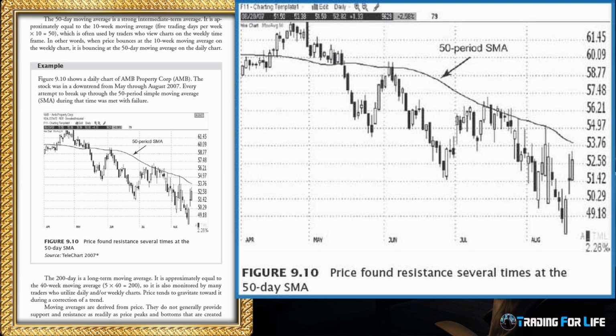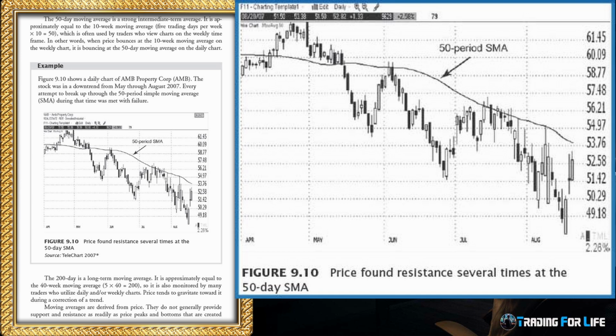The 200-day is a long-term moving average. It is approximately equal to the 40-week moving average: 5 times 40 equals 200. So it is also monitored by many traders who utilize daily and/or weekly charts. Price tends to gravitate toward it during a correction of a trend.